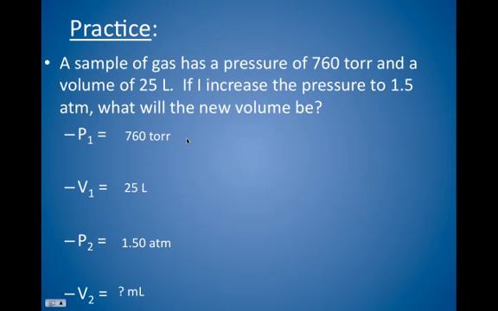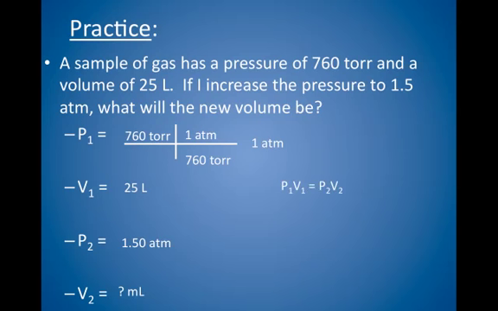Check your units. Torr, atmospheres, that's an issue. So you have to convert. Which one you convert to, it actually doesn't matter. You can just pick one. I tend to convert to atmospheres just because I think it's an easier unit to work with. The numbers tend to be a little easier. So I'm going to convert torr to atmospheres. That's the conversion. 1 atmosphere is equal to 760 torr. That's convenient. So the first pressure is actually just 1 atmosphere.